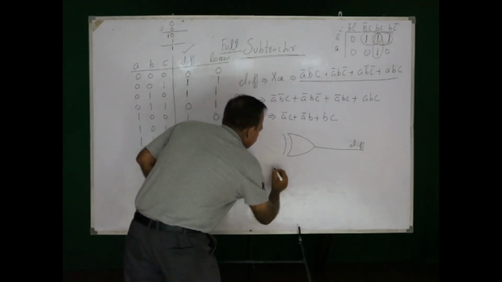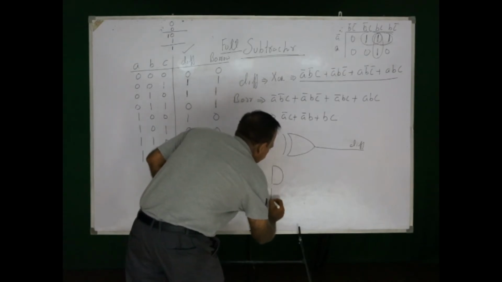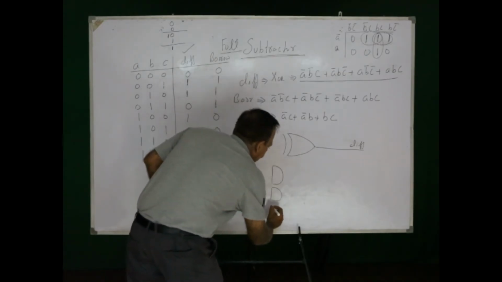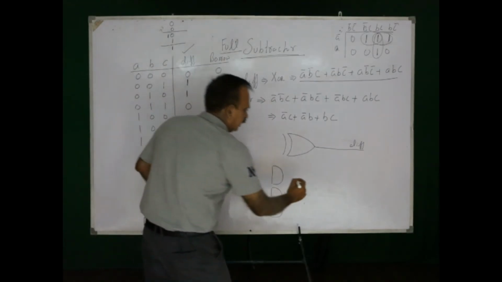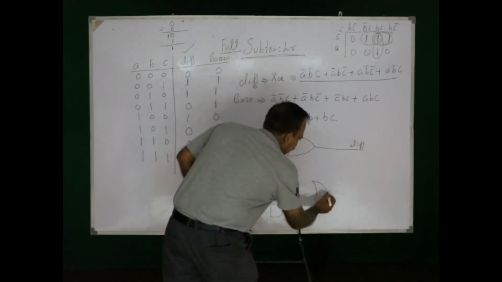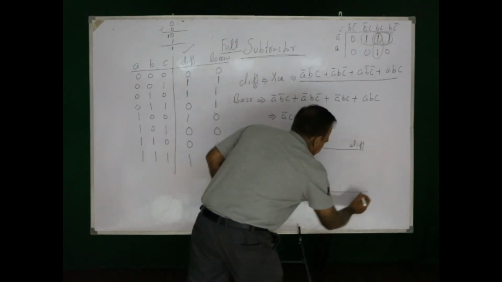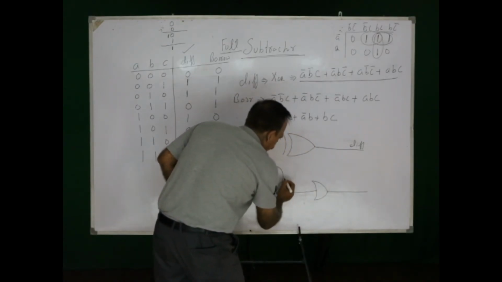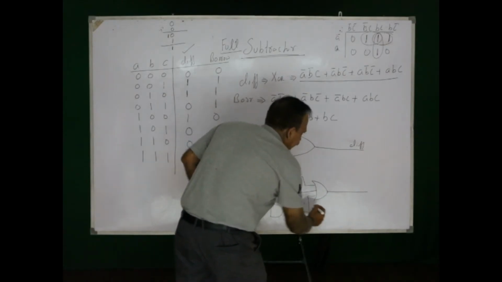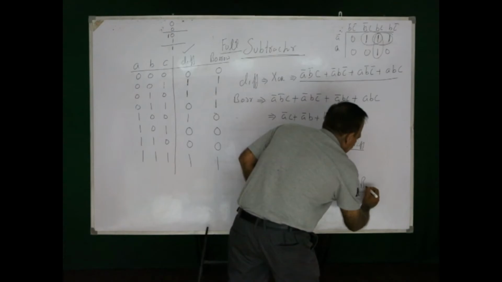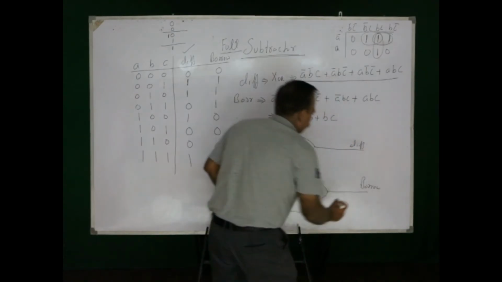This is for A bar C, this is for A bar B, and the last one is for B C, and these three are added with the help of an OR gate, and this particular circuit will represent the value of Borrow.